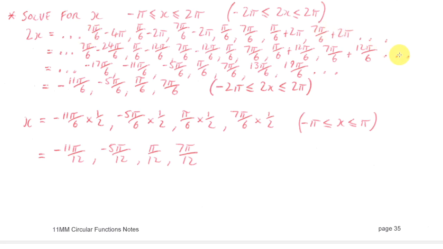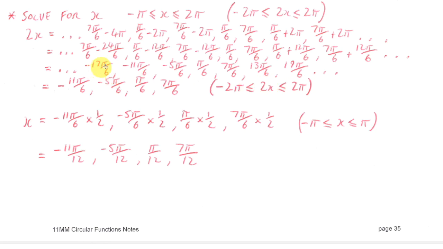In this line of workings, and just feel free to pause at any stage so you can digest what's going on, but basically each of these fractions have been rewritten so that they're all over 6. I then combine the fractions. And now I've limited the solutions so that they're within the appropriate domain. That is between negative 2 pi and 2 pi for 2x.